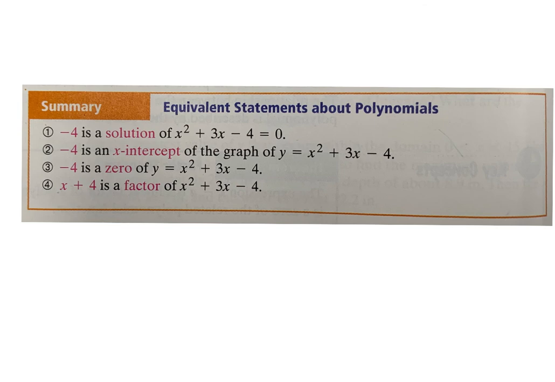Those are all telling you the same information. They're just saying it a different way. So pay attention to what it's saying, because a question could say find the linear factors, find the zeros, find the x-intercepts, solve. All of those would actually be the same answer. You would get negative 4, negative 4, negative 4, or x plus 4 if you were doing linear factors.